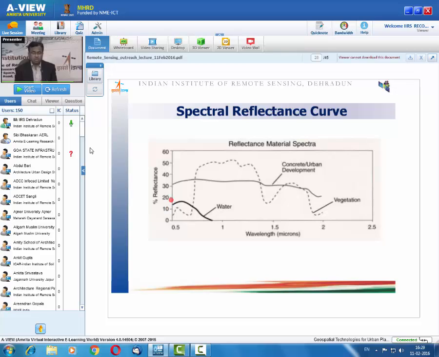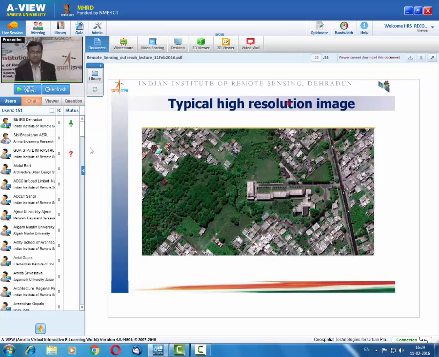When we talk about water, it depends on the turbidity content and the depth. Again, the energy-matter interaction varies, and the signal strength increases towards the blue, and finally, as it goes beyond red and further, the signal strength becomes minimal. Concrete or urban development is normally bright in various spectral bands, and there is a gradual dip as the wavelength increases.